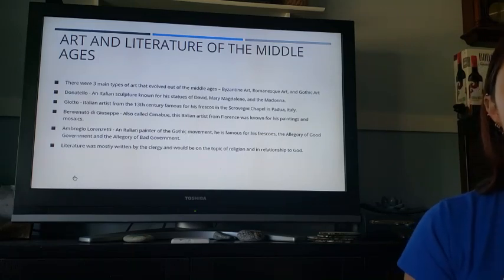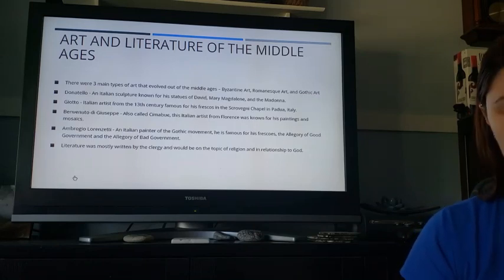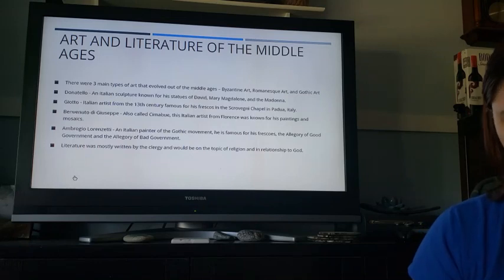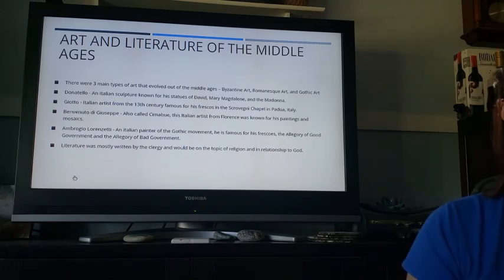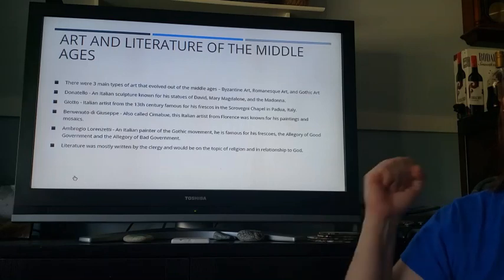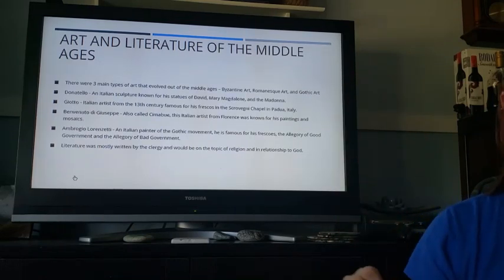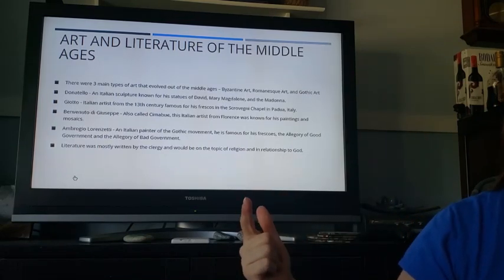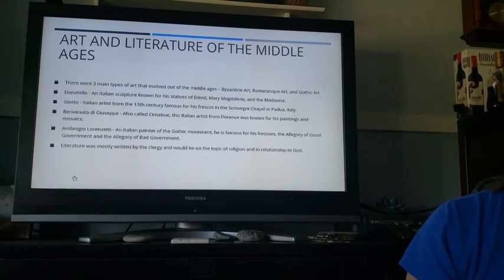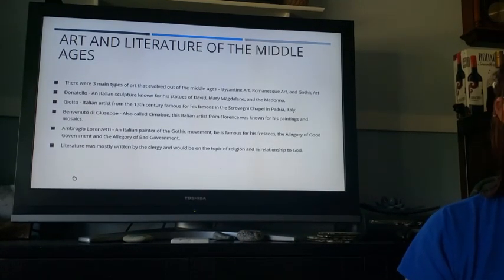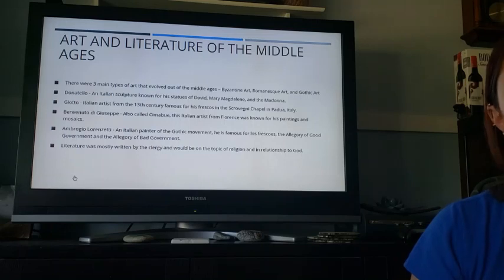Okay, so we're talking about art and literature, because what defines a city is their art and literature. During the Middle Ages, art was based off of location in Europe as well as the period of time. However, in general, Middle Ages art can be divided up into 3 periods and styles. We have the Byzantine art, the Romanesque art, and Gothic art. And we talked about this in class. I guess it's probably been about 5 or 6 weeks now.